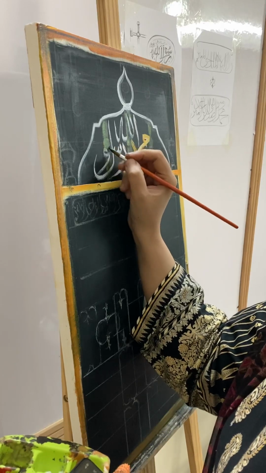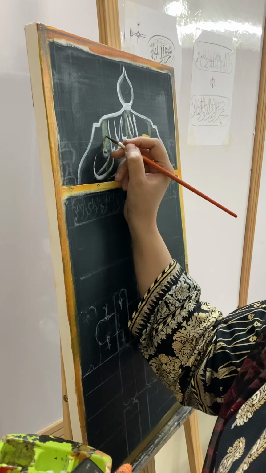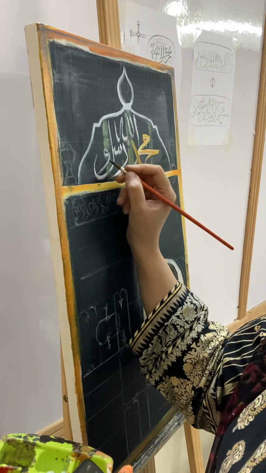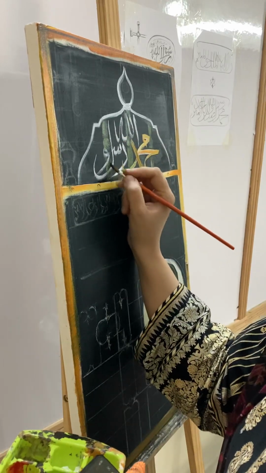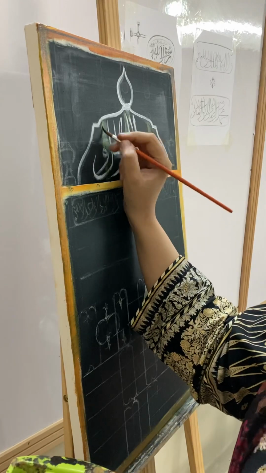So in order to work with acrylics, you have to be in a rush. You have to take quick decisions, good decisions, propagating and assisting your drawing and painting. So for the shadow part and the definition, I'm going to use black.